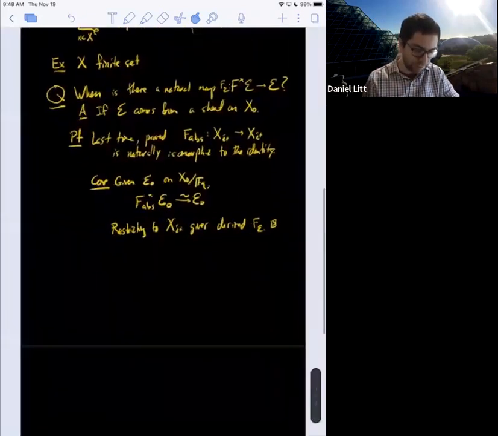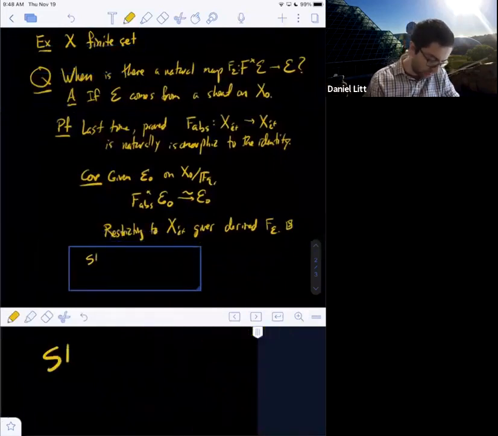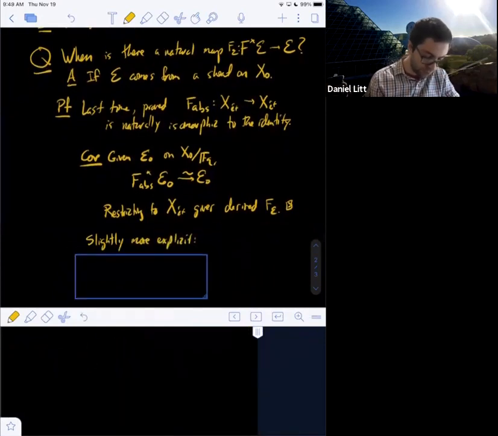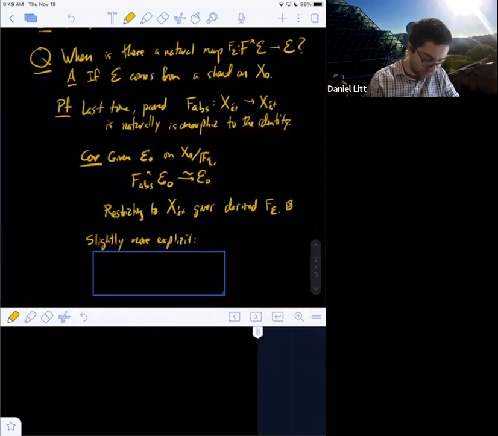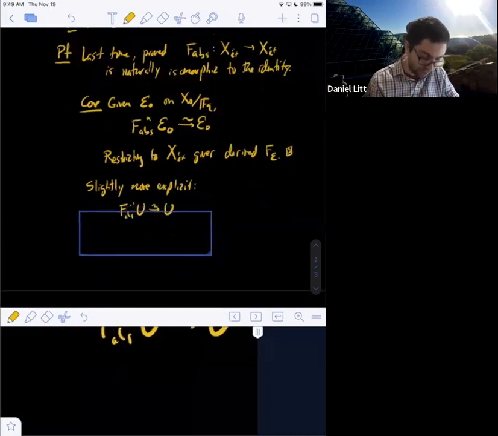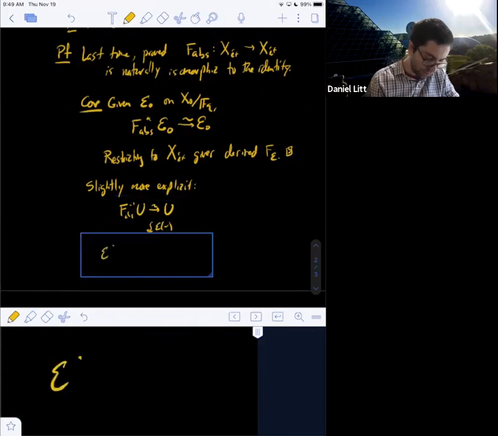So let me make this slightly more explicit. We've constructed a natural isomorphism F inverse of U to U. Applying E to this, taking sections on E, we get a map E of F inverse of U to E of U.